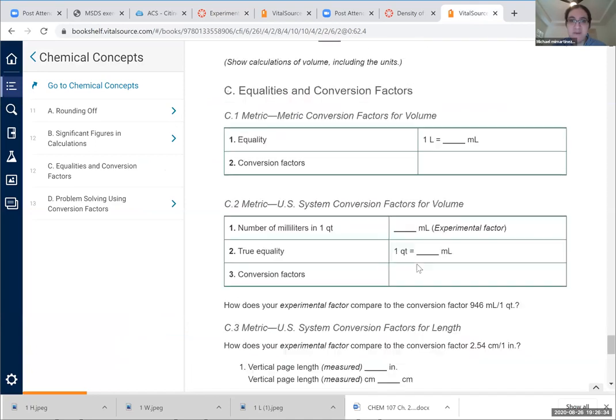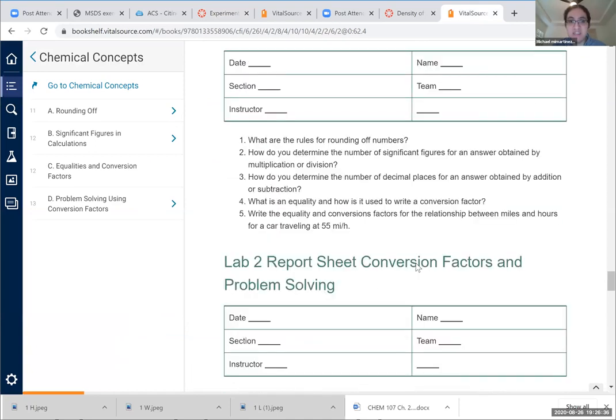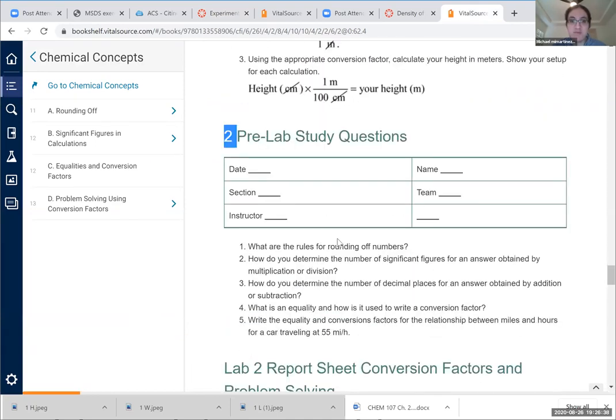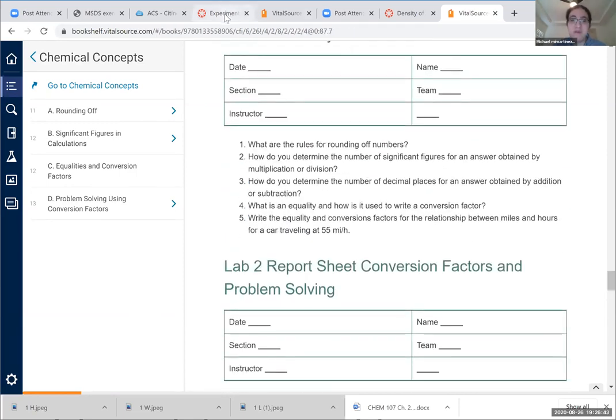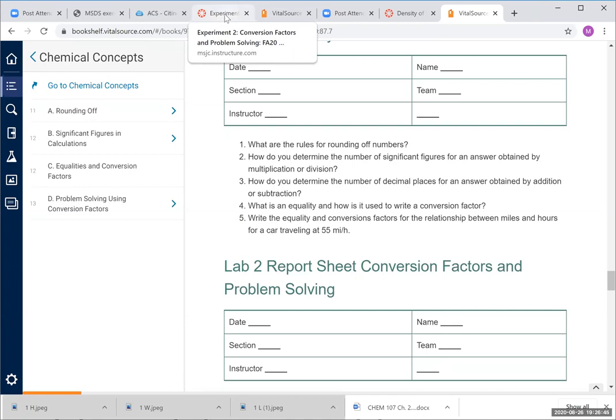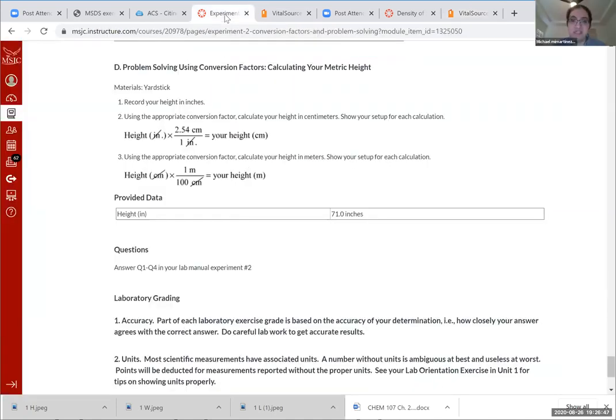So for the lab, you're going to complete all of the data sheets as well as the pre-lab questions. So these are all due today or following Sunday? It's due the following Sunday. Okay, so today we start working on it, right? Yeah, exactly. Got it. Thank you.